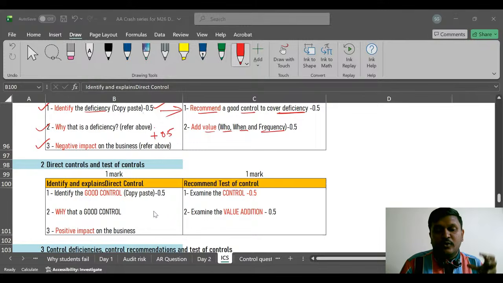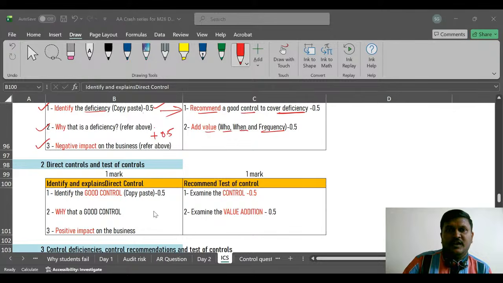Based on those good controls, you will be considering the same method. Initially you identified a deficiency. Now you are going to identify that there is a good control which is preventing something. So now, why is that a good control?